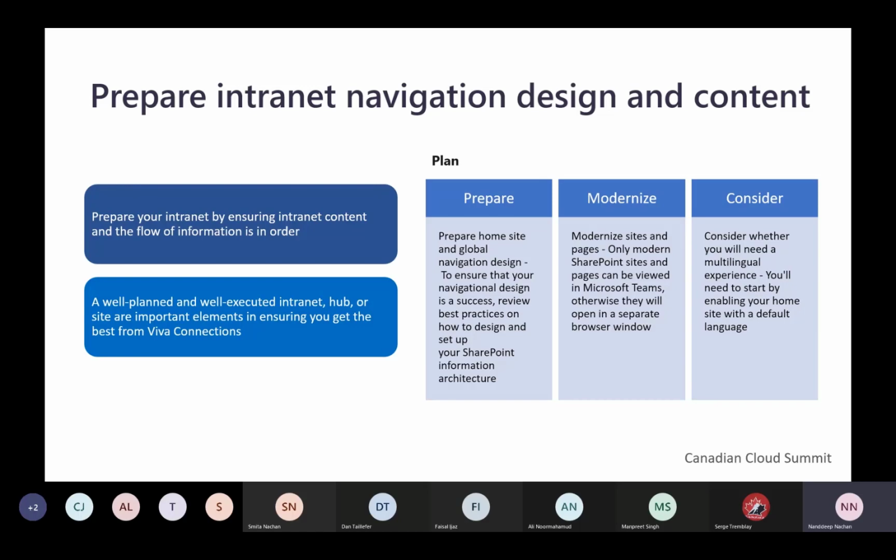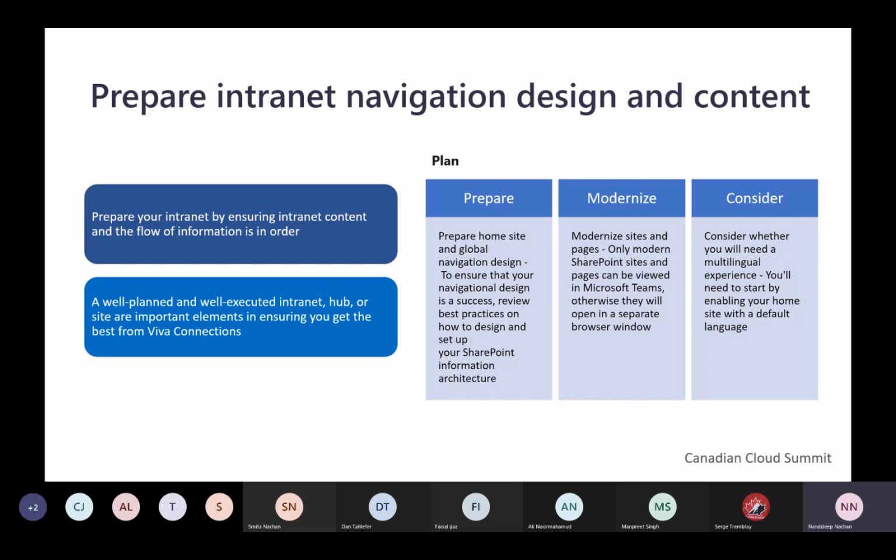So again, you can prepare your intranet by ensuring the intranet content as well as the flow of the information is in order. Because a well-planned, well-executed intranet hub or sites are important elements to ensure that you get the best out of Viva Connections. And when you set up Viva Connections, global navigation in the SharePoint app bar and the navigation on the SharePoint home site will obviously impact the overall Viva Connections experience.